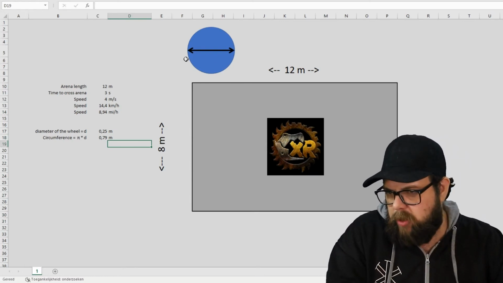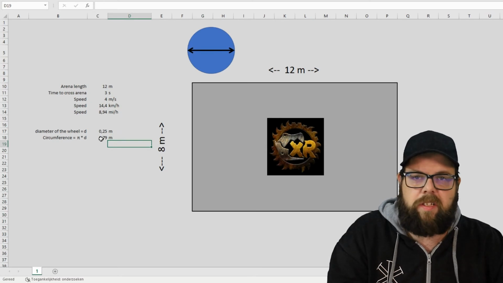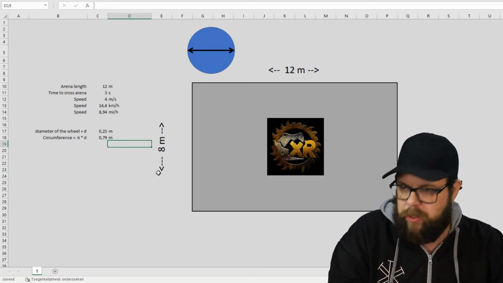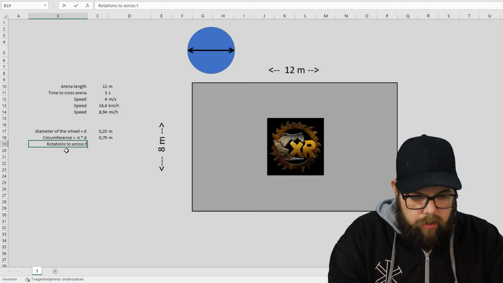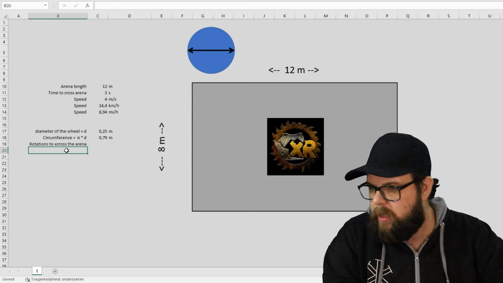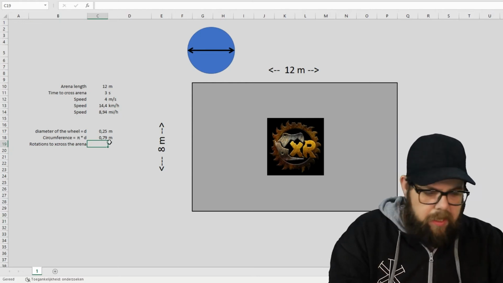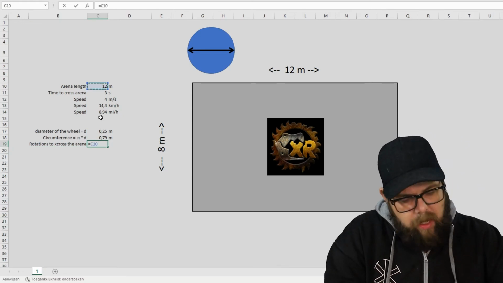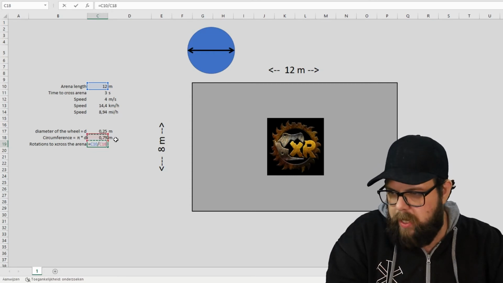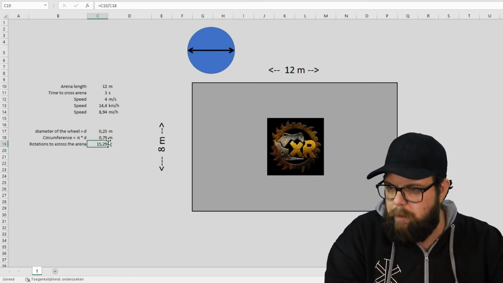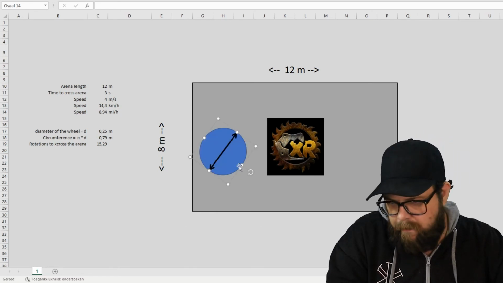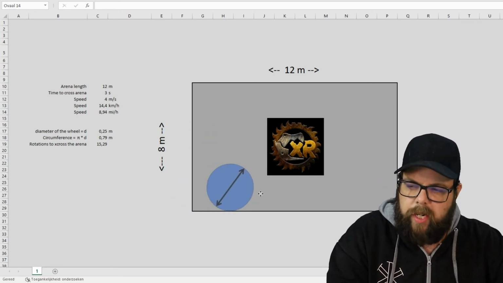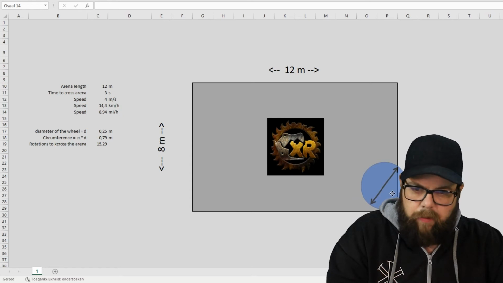And now we know the outside of the wheel's total length is 0.79 meters. Rotations to cross the arena: we have the length of the arena, we know that. It's 12 meters. And we divide that by the circumference of the wheel. And we know this wheel has to spin 15 times and a bit to get from this side of the arena to that side of the arena.